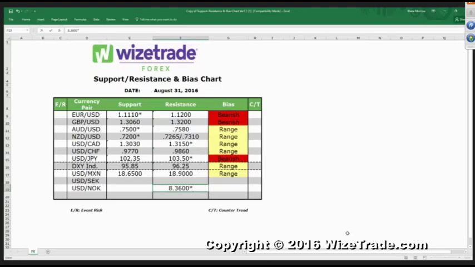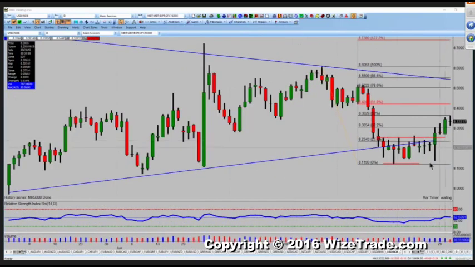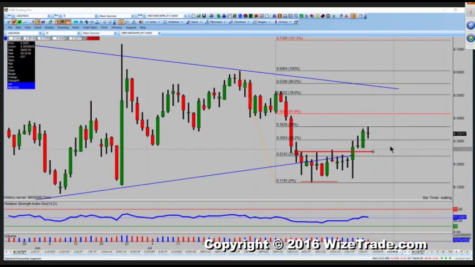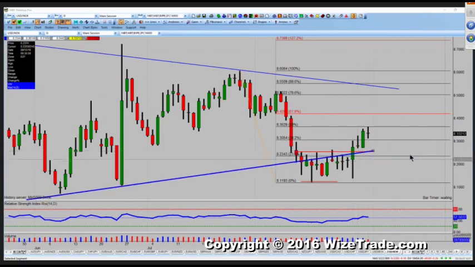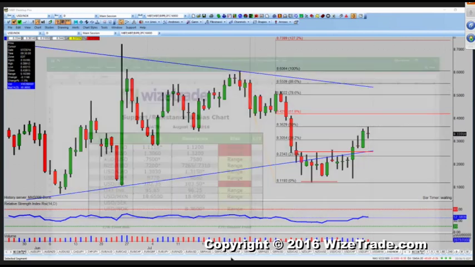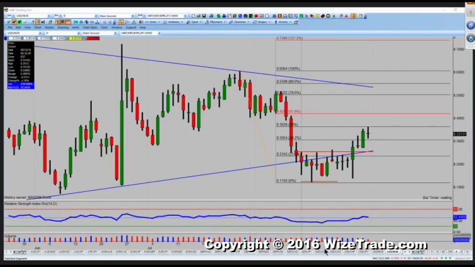Okay. This is in a range. Support. Any move back down to 826 is going to be very well supported, because that triangle bottom is coming through here. Okay. And it dipped back to 825, 826. It's pretty key support. Let's take a look at the Swedish krona.